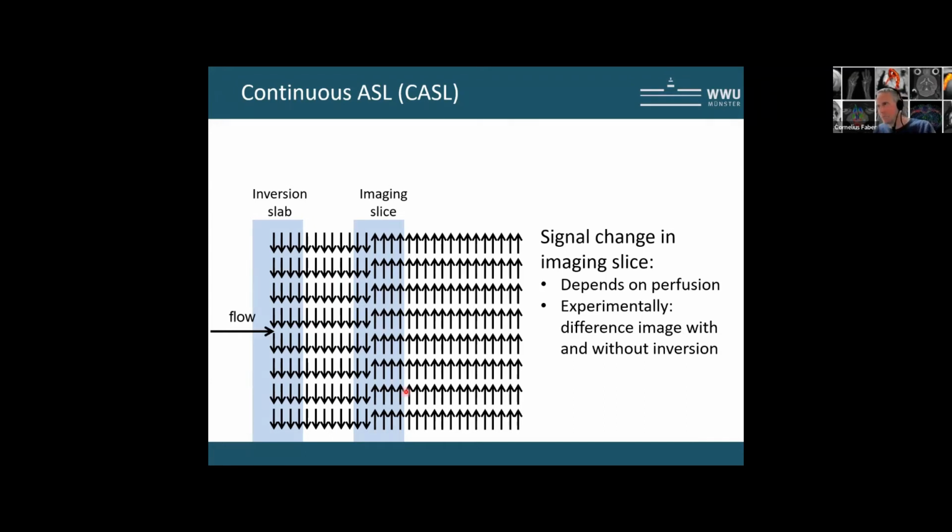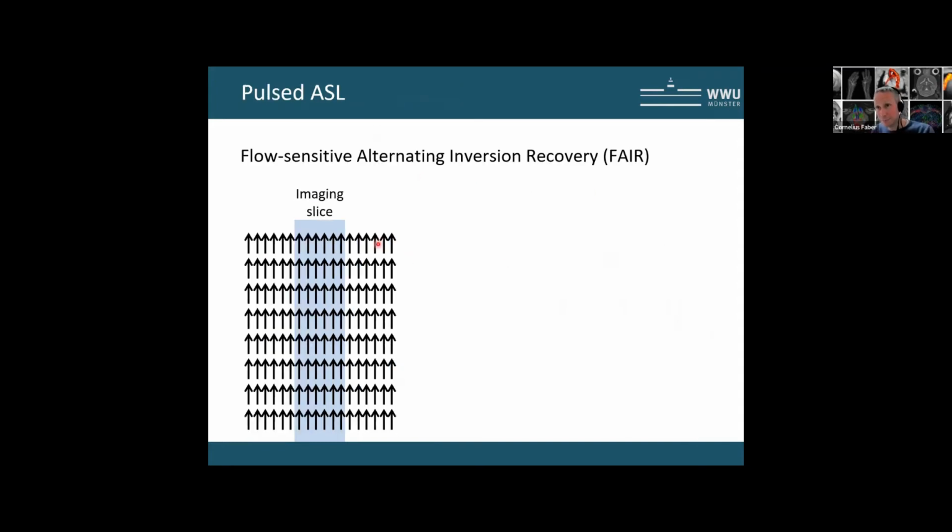Okay, so if we simply do that, we can obtain information about the perfusion of the tissue, so how much of the saturated blood is flowing. So this method is called the continuous arterial spin labeling because we do inversion all the time. This may be problematic because we need a lot of RF power, and also some other challenges are related to that. This is why people came up with the pulsed arterial spin labeling, and this uses a method that's called FAIR. It's not FLAIR, it's FAIR. It's the flow-sensitive alternating inversion recovery.